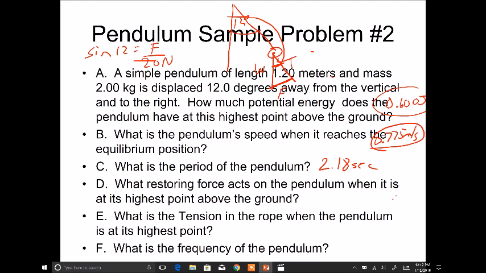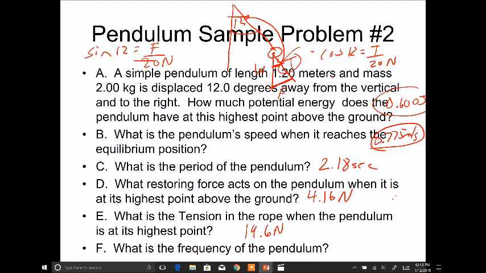So let's go the sine of 12 times 20. And we end up with a restoring force of 4.16 newtons. And that's back toward equilibrium. To find the tension, we're going to use the same diagram, and we're going to use the cosine function. So we're going to say the cosine of 12 equals the adjacent side, which is our tension force, over the weight, 20 newtons. So the cosine of 12 times 20 is 19.6. So it's 19.6 newtons acting along the string.